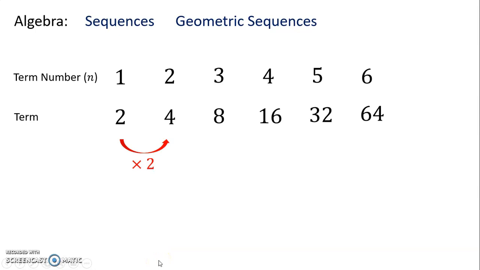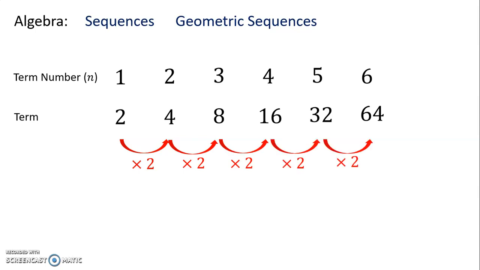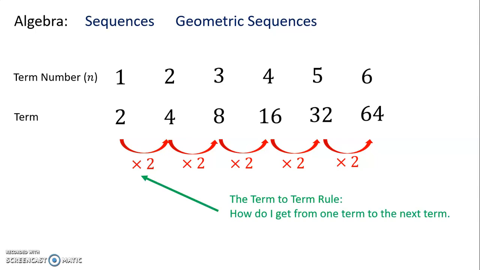And you can probably see that what's happening with this sequence, the term-to-term rule, is that we're multiplying by 2 every time. So this is the term-to-term rule. It's how I get from one term to the next term. And in this case, it's multiply by 2. And for a geometric sequence, we call this the common ratio, whereas for an arithmetic sequence, we called it the common difference.